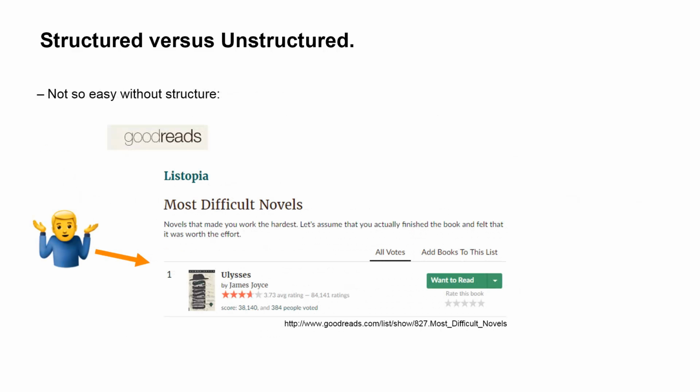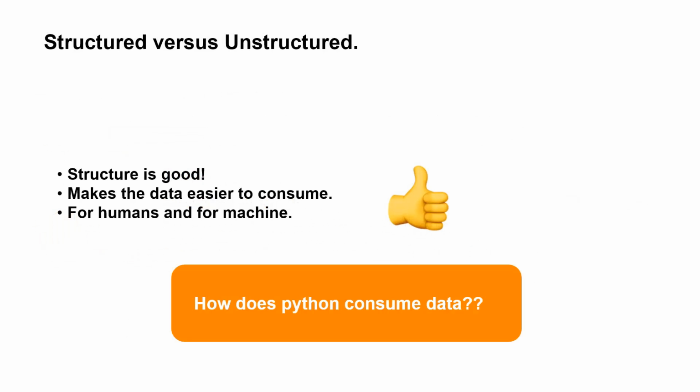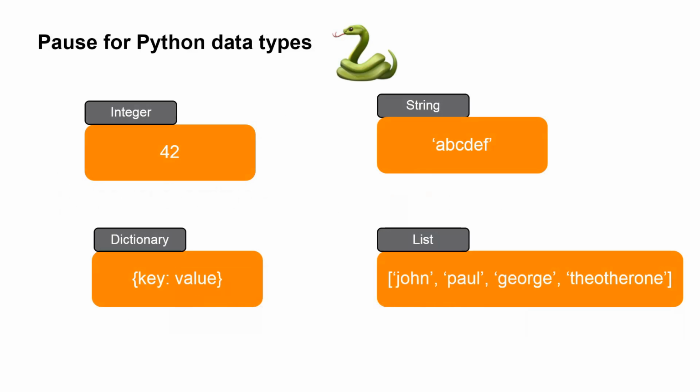So for us to consume that data, I think we can agree that structure is good. It makes the data easier to consume, and that's for machines, but also for humans. So how does Python consume data? This is where we're going a bit deeper into Python so that we can really pick out what is happening here. Okay, so let's pause for some Python data types.